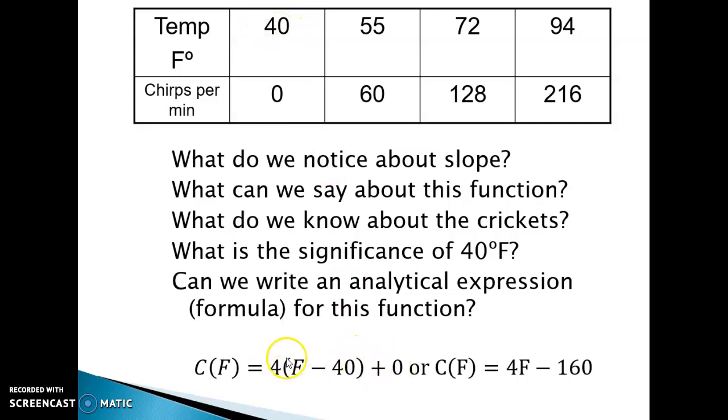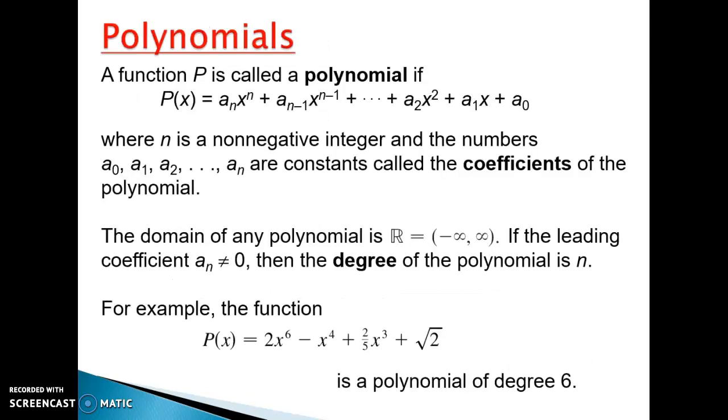So this is y equals m times x minus x1, plus y1. Now, if I distribute this out, I would get 4f minus 160. There's the linear equation for this data.